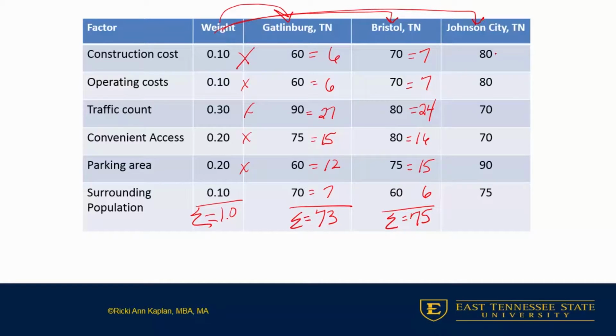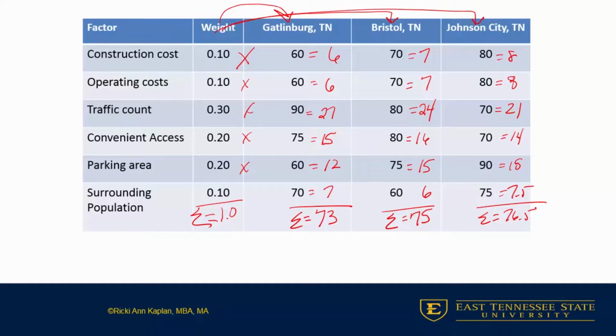0.10 times 80 is going to give me 8. My operating cost, 0.10 times 80 is again going to give me 8. Traffic count, 0.3. Notice that traffic count's pretty important there. It's going to give me 21. For convenient access, I'm going to get 14. For parking area, 18, and lastly 7.5 for surrounding population. If I sum all of these up, I should get 76.5.